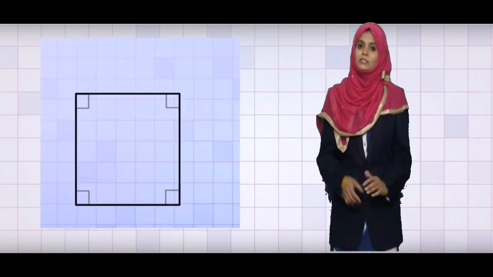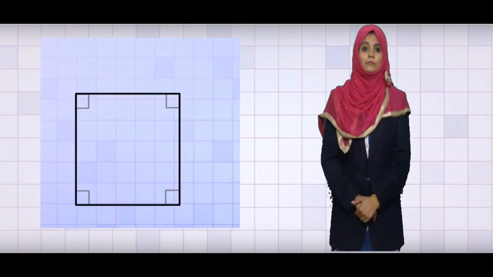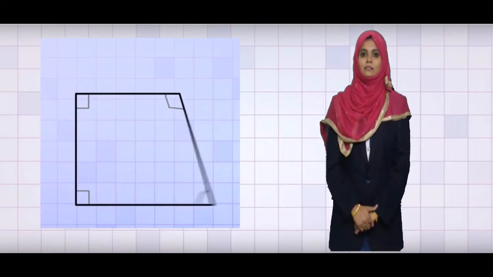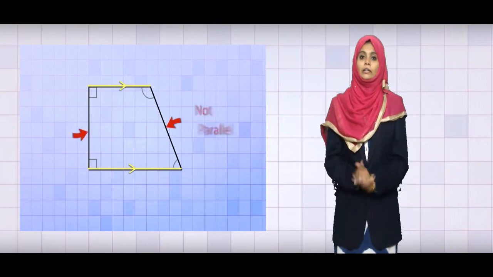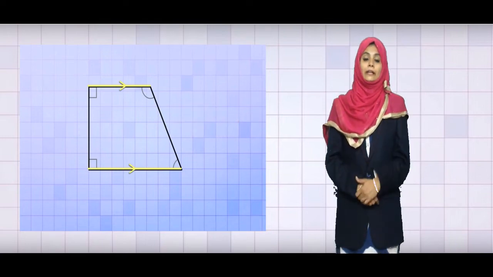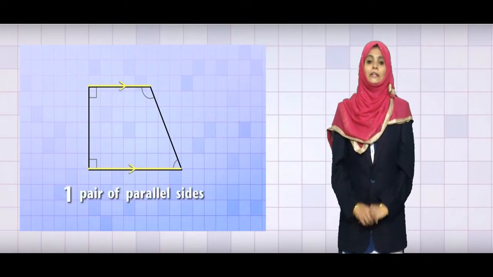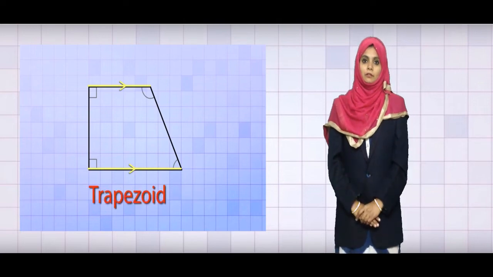If all the quadrilaterals we have seen so far are examples of parallelograms, then what is an example of a non-parallelogram? To see this, again we'll start from the square, but this time we are going to change one of its vertices like this. Now one pair of sides is still parallel but not the other. So a quadrilateral that has only one pair of parallel sides is called a trapezoid.